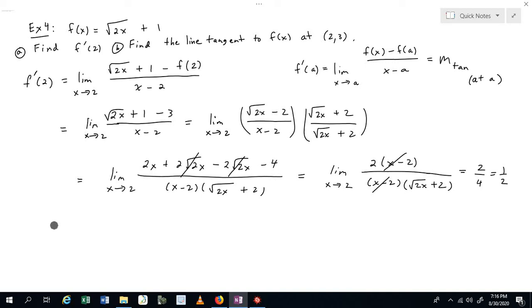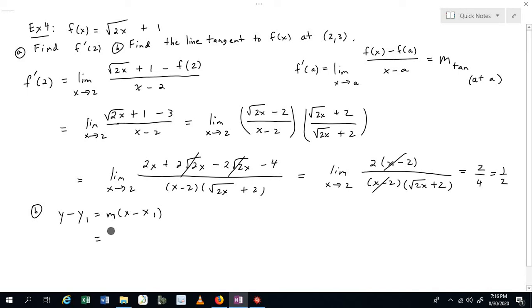Okay, and so the second part of this problem, we're supposed to find the tangent line, or the line tangent to the function at the point 2, 3. And we know the slope of the tangent line at 2, 3 is 1/2. And we know the tangent line goes through this point, and so we can use the point slope formula to find the equation of that line.